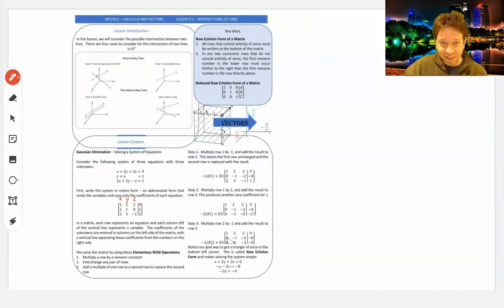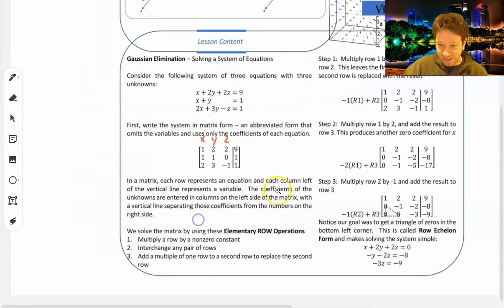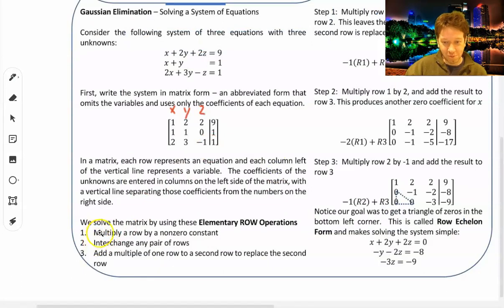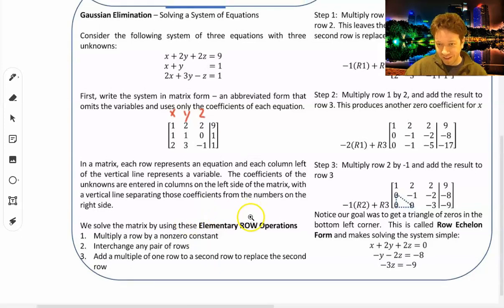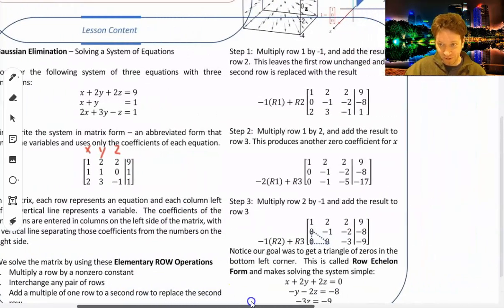So let me go back over here. So these are what you're allowed to do. You're allowed to multiply a row by a non-zero constant. Just like we did before, equation 1 times 5. If you wanted to, you could interchange any pairs of rows, right? It doesn't really matter what order we write the equations in. And lastly, we can add one row to another row to replace that second row, which again is what we did before. So let me show you what this looks like if we're working with this problem.